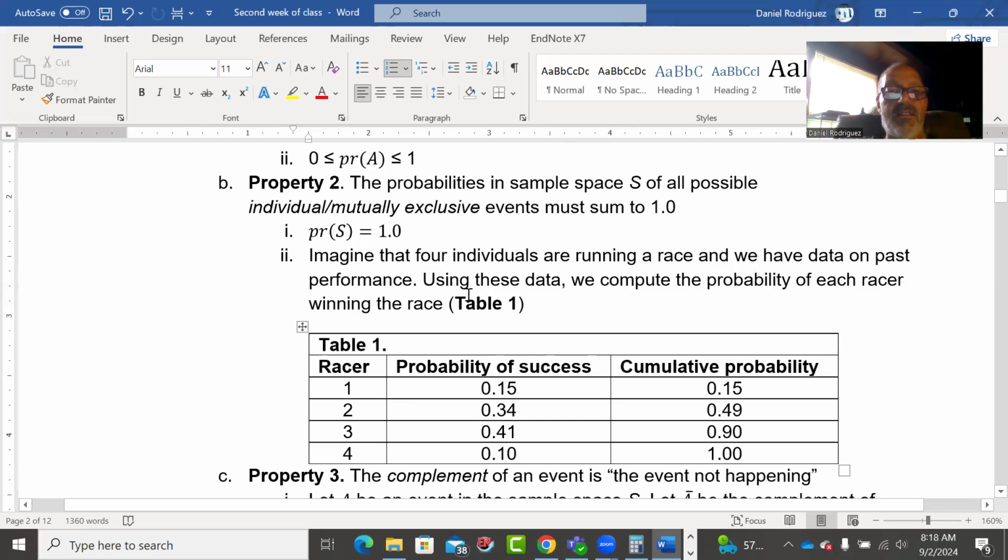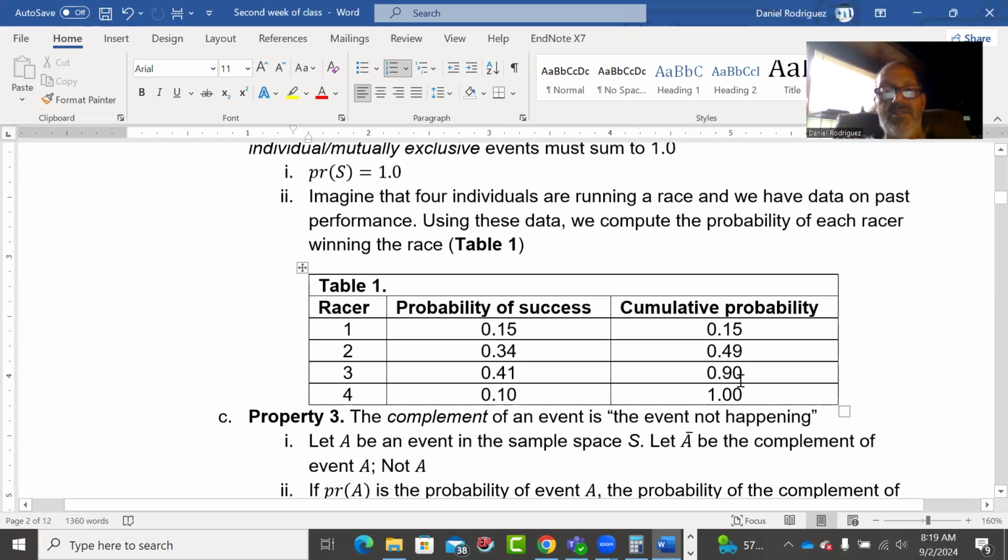Well, according to this axiom, the probability of the sample space has to be 1. So if we summate, we add up all these different events within the sample space, we would get 1. So we do that. 0.15 plus 0.34 is 0.49, plus 0.41 is 0.9, plus 0.10 is 1. So there's your sample space. It adds up to 1.